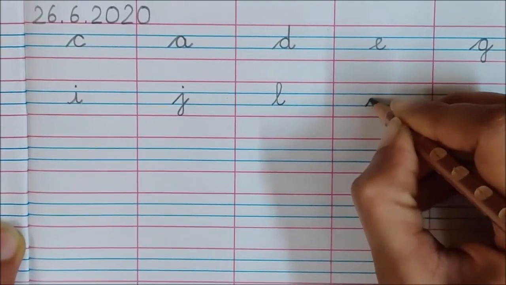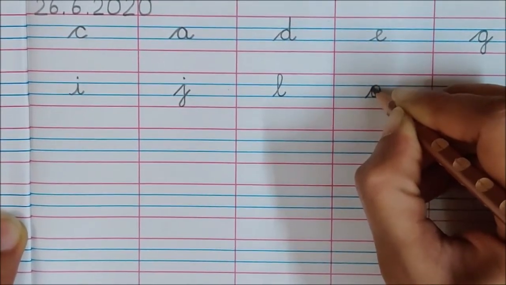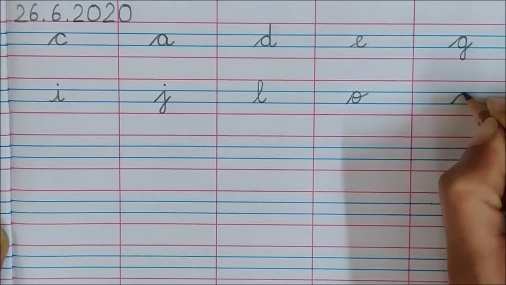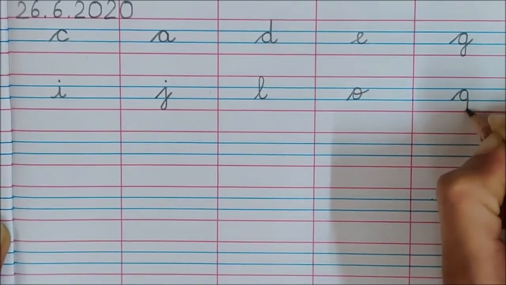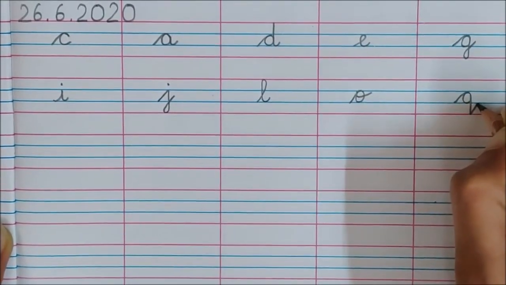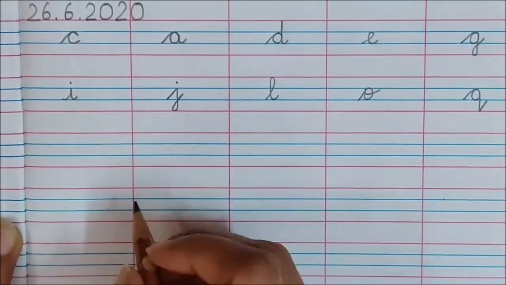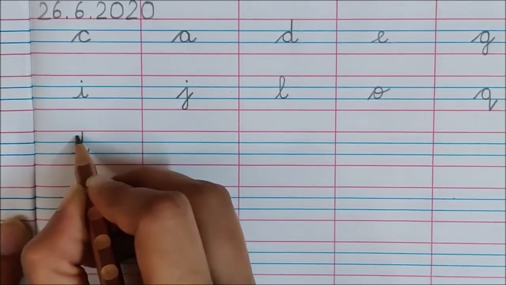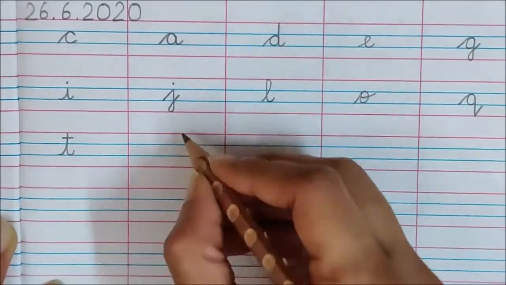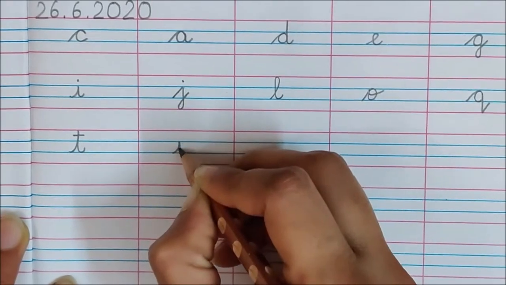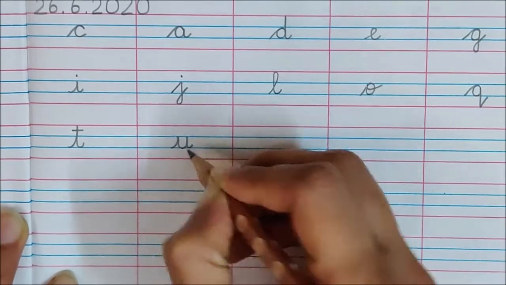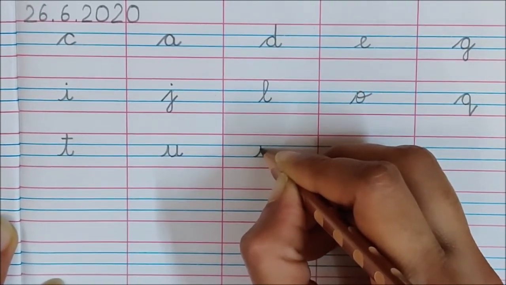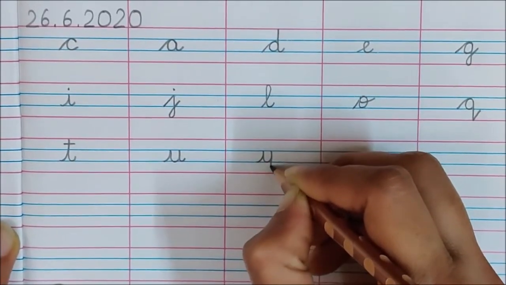Next letter is O. Go up, come down, go up, go in and out. O, O. Next is Q. Go up, come down, go up, come down, touch the red line and now touch the lower blue line. Q, Q. Now the next letter is T. Go up, touch the red line, come down on the same line, go up, now make a small dash. T, T. Now the next letter is U. Go up, go down, go up, come back on the same line and a small tick. U, A. Now the next letter is Y. Go up, go down, go up. Now make a straight line and a small tail.